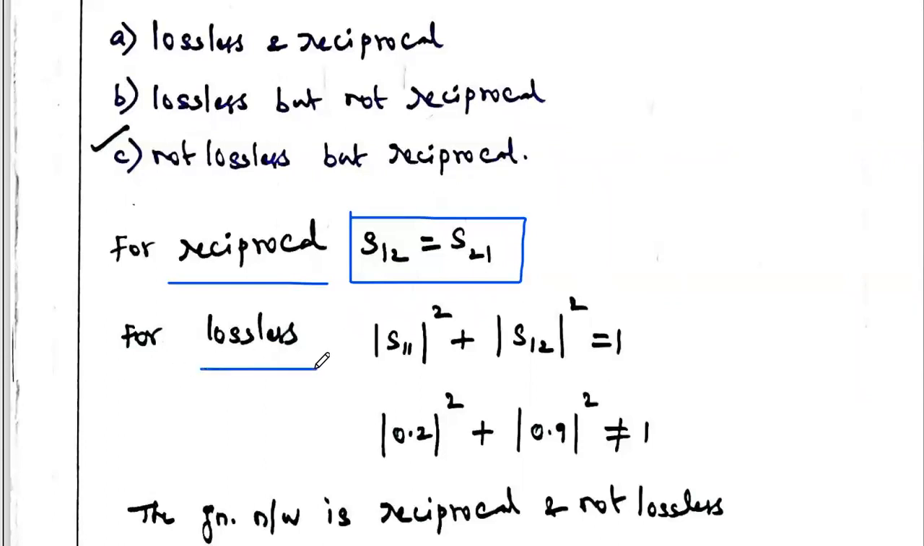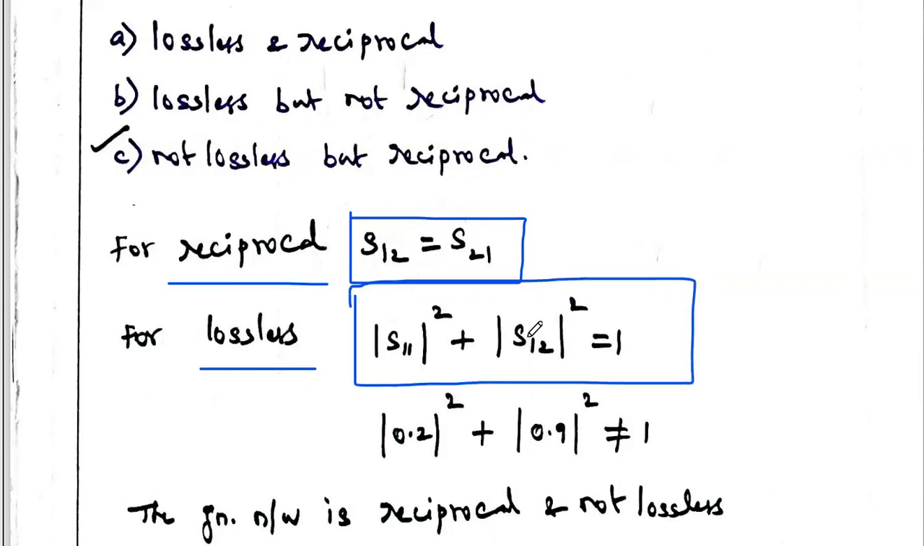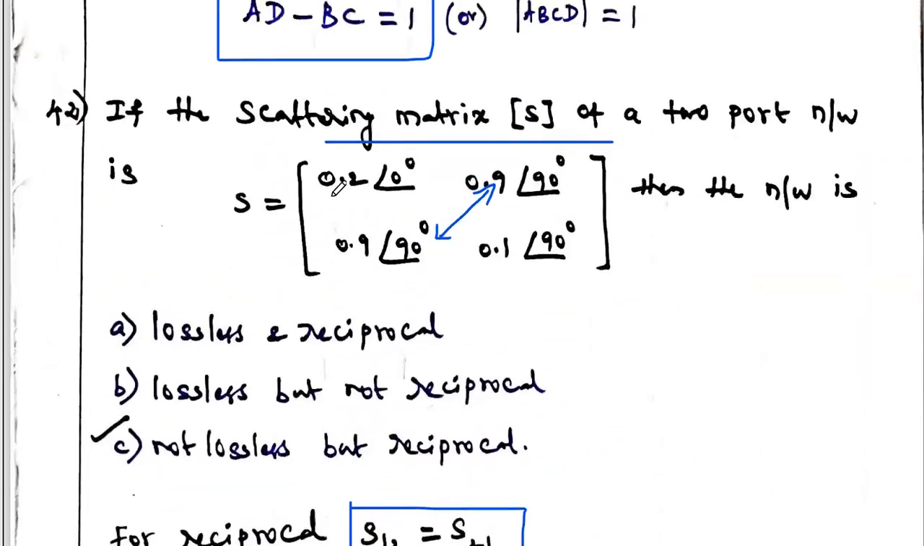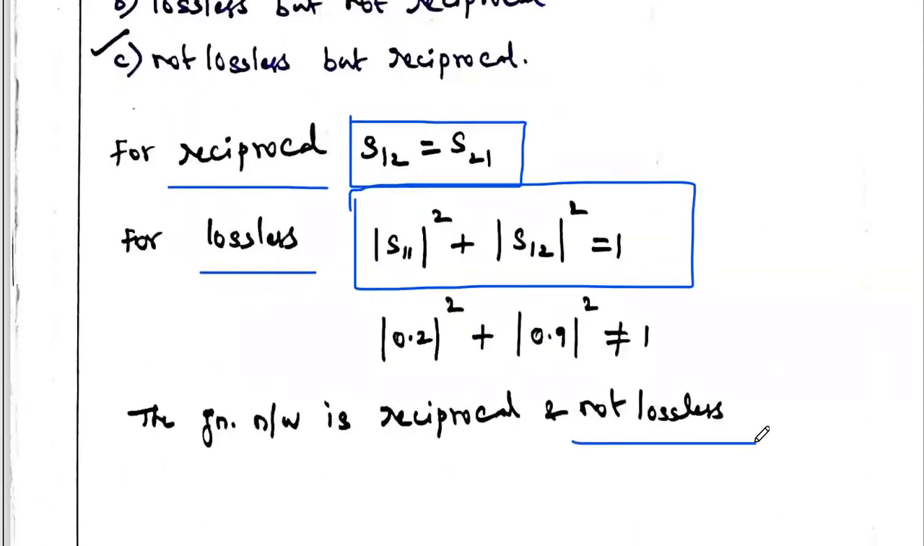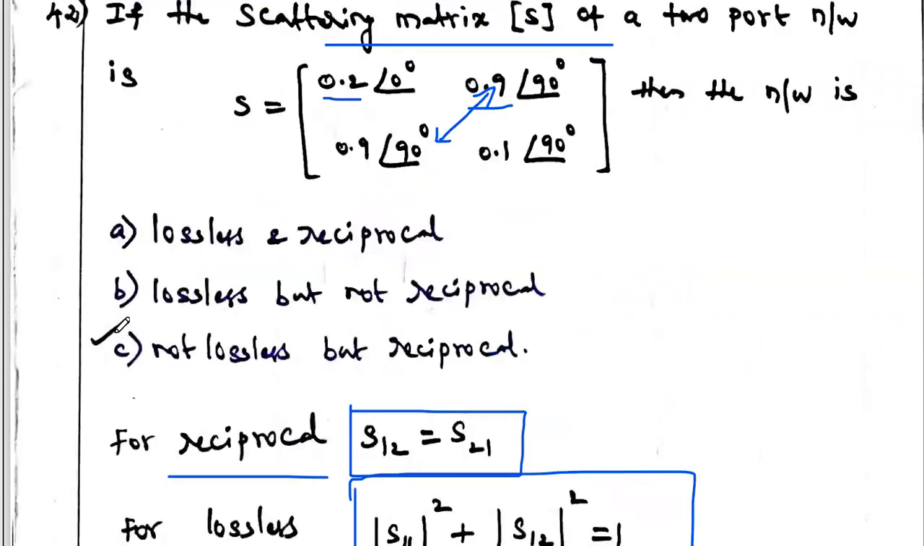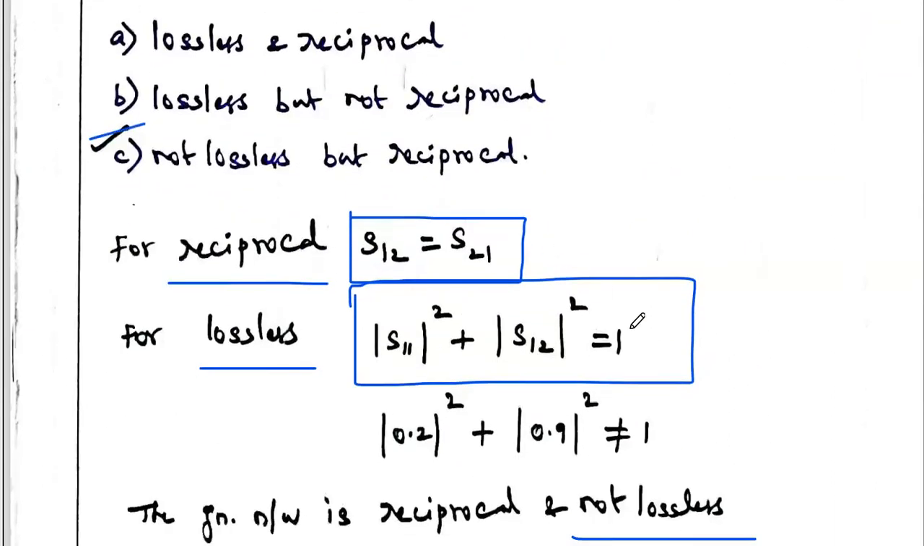Similarly, for a two-port network to be lossless, the condition is that modulus of S11 squared plus modulus of S12 squared is equal to 1. So here you substitute the S11 and S12 values. What is S11? It is 0.2. What is S12? It is 0.9. So 0.2 the whole squared plus 0.9 the whole squared is greater than 1. So it is not equal to 1, and this condition is not satisfied. So the given network is not lossless but reciprocal. Here option C is the correct answer, not lossless but reciprocal. In this way you can verify whether the given network is reciprocal or lossless. These two conditions you just remember.